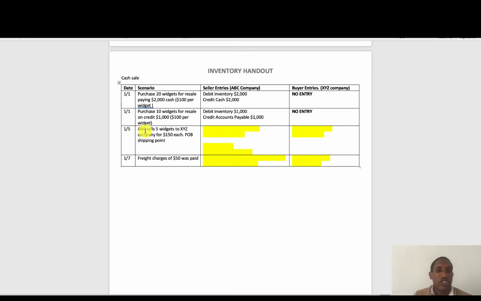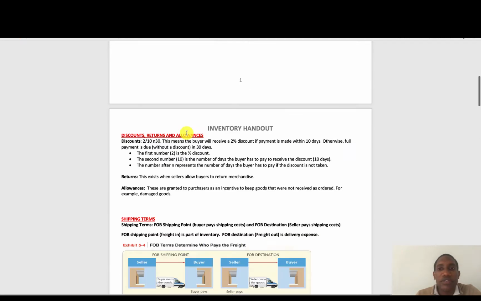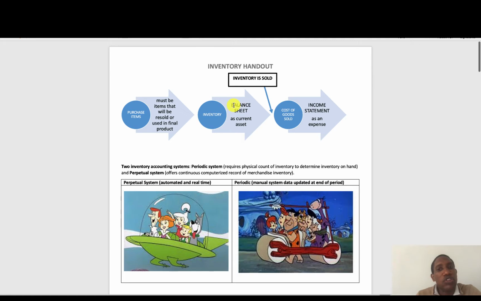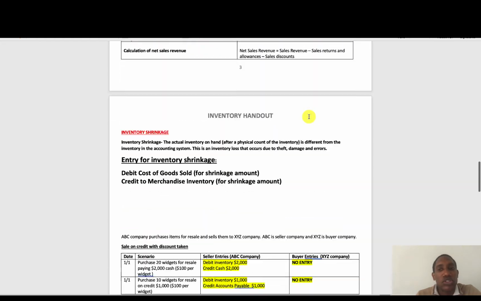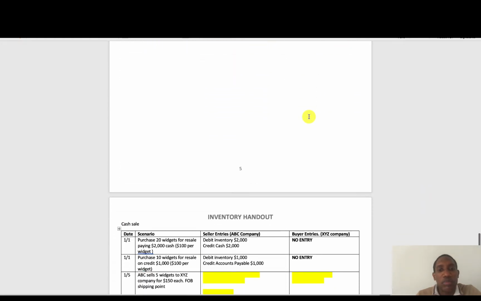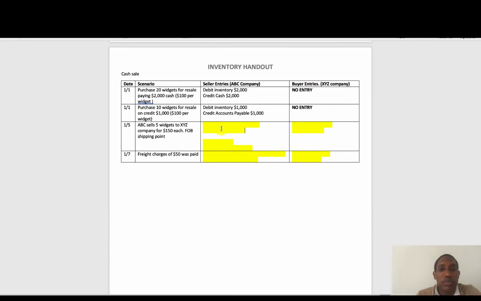So now we get to the fifth, right? So ABC sells 5 widgets to XYZ company for $150. Okay. And again, this is a cash sale. So what's going to happen to ABC, right? You can remember this. So ABC now is going to have the items move from inventory to cost of goods sold at cost, right? Because the items are sitting in inventory. It's going to go to cost of goods sold. Doesn't matter if it's being paid with cash or not. That's what's going to happen.